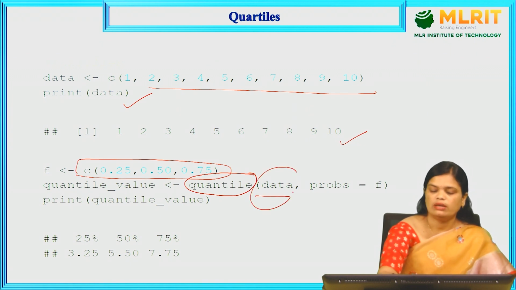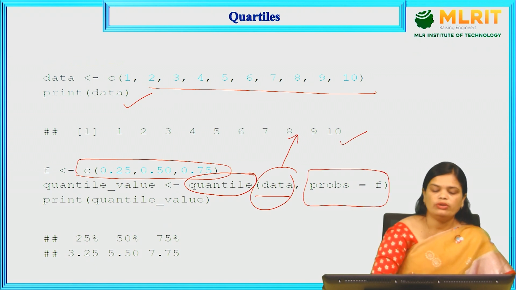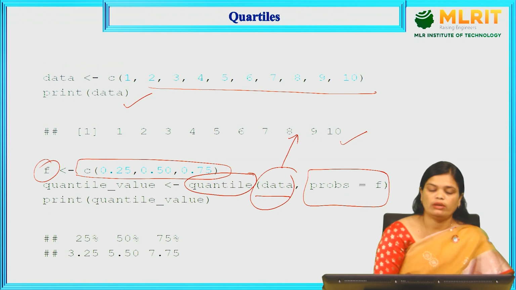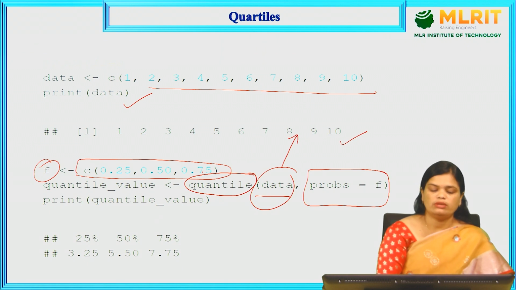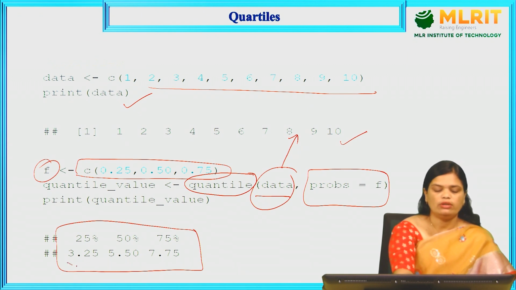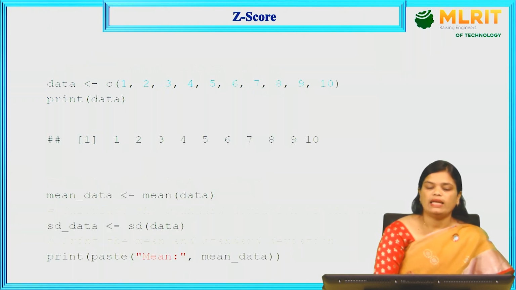What is the data? This is the data we have, and the probability values we are defining, that is the F vector. In the F vector we have defined the probability values. So what is the F value here? For 25%, for 50% and for 75% we are calculating the quantiles. And here look at the output. For the 25% we have got 3.25, for the 50% we have got 5.50, for the 75% we have got 7.75.